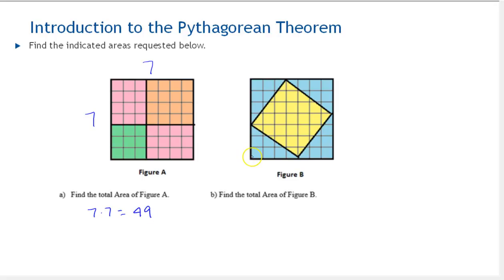Similarly, if we look at figure B, this is 1, 2, 3, 4, 5, 6, 7 units high, and 1, 2, 3, 4, 5, 6, 7 units wide. So it also has an area of 7 times 7, or 49 square units. Now we've established that figure A and figure B have the same area, and in the next slide we're going to look at these different partitionings and use the moving and additivity principle to try to draw some connections and conclusions.